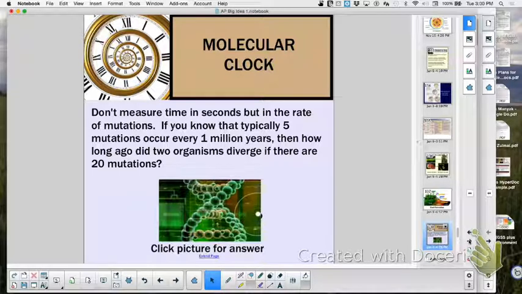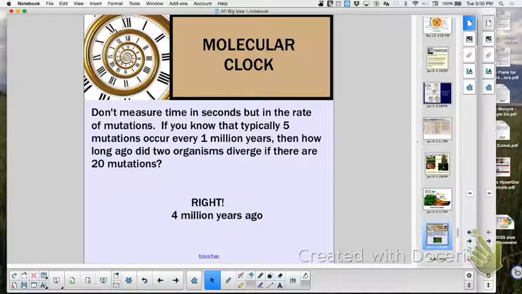Okay, molecular clock. Don't measure time in seconds, but in the rate of mutations. If you know that typically 5 mutations occur every 1 million years, then how long ago did 2 organisms diverge if there's a 20 mutation difference between them? Right, 4 million years ago. Okay, so you can measure divergence by how many changes there are if your rate of change is continuous, right? If that rate does not change.